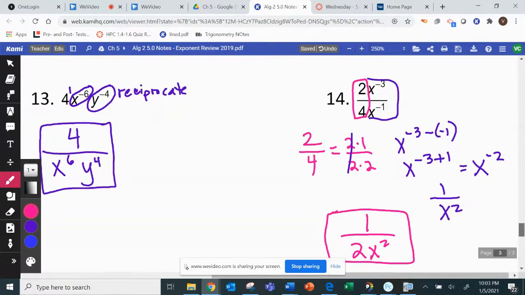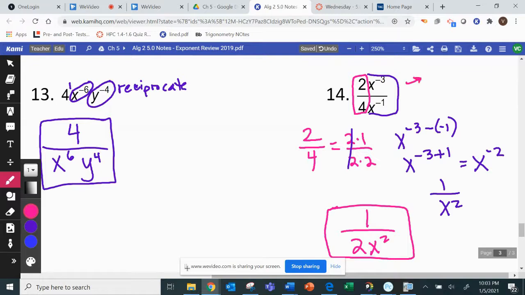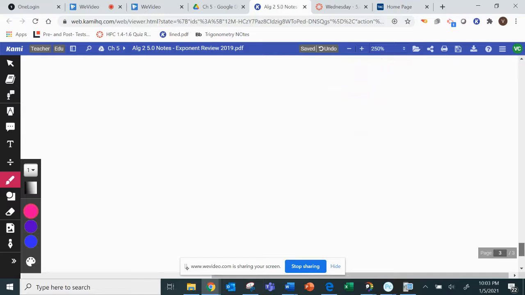So what I was saying is you could have done it where you switched the x to the first and the x to the third right away. You did the reciprocate right away, and then did x to the 1 minus 3, which equals x to the negative 2, which is still the same answer. And I believe that is it for the notes.